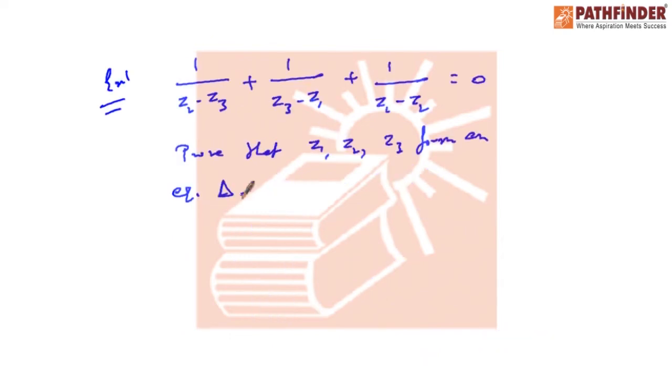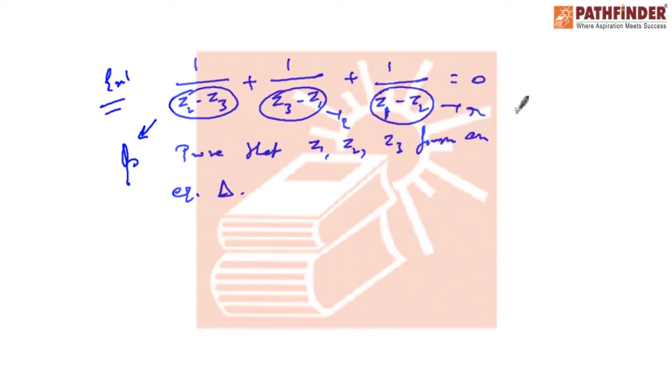Have a look at this question. It's given that 1 by z2 minus z3 plus 1 by z3 minus z1 plus 1 by z1 minus z2 is equal to 0, such that z1, z2, z3 are points in the complex plane. Then you have to prove that z1, z2, z3 form an equilateral triangle. Let me assume that z2 minus z3 is some p, z3 minus z1 is some q, and z1 minus z2 is some r.